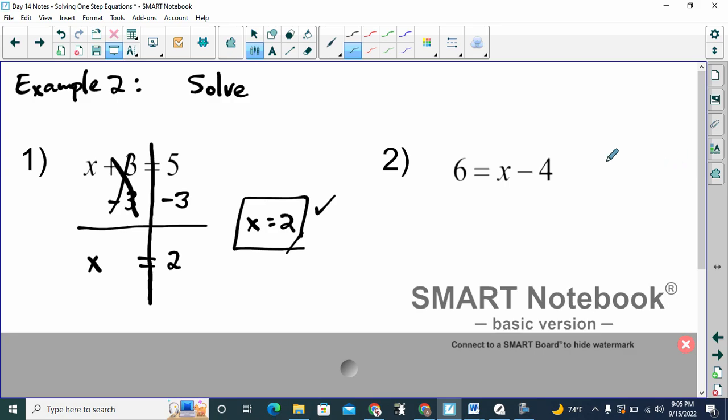Part 2 of example 2 gives us 6 equals x minus 4. 6 is equal to x minus 4. Start by drawing that vertical line through our equal sign. Notice the x is on the right side this time. This does not change anything. What are we doing to x? We're subtracting 4 from it, so we need to cancel out that minus 4. We cancel subtraction with addition. We are going to add 4 to both sides.